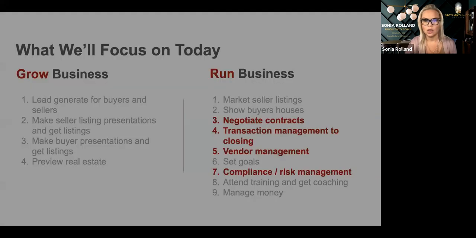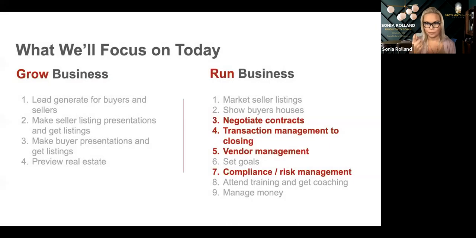Okay, so negotiating contracts, transaction management, so that we can actually close the transaction on time and make sure that it's not going to fall out of escrow for any reason. We want to talk about vendor management. So what do we do when we're actually under contract? And then we're also going to talk about the risky side of things.